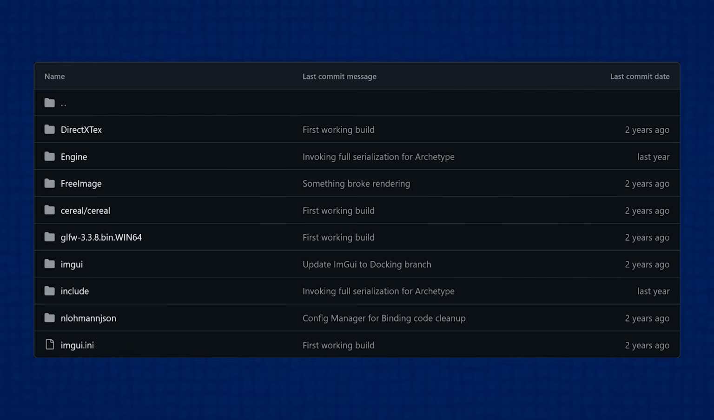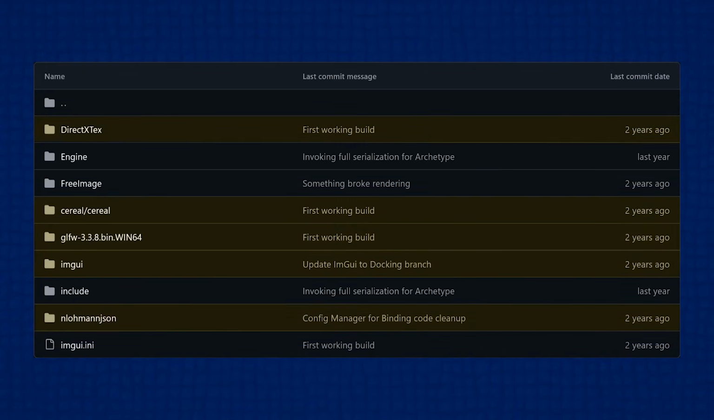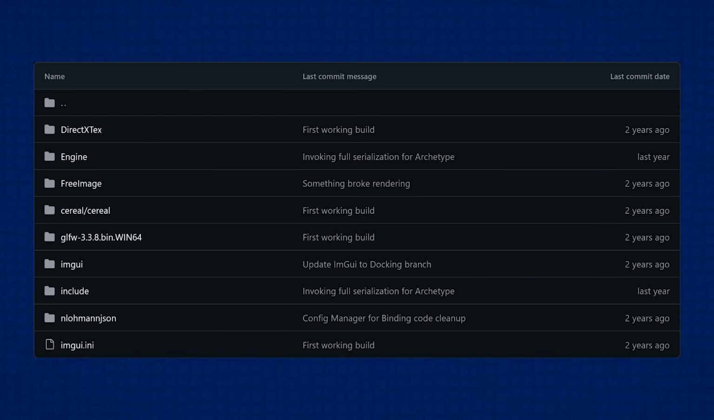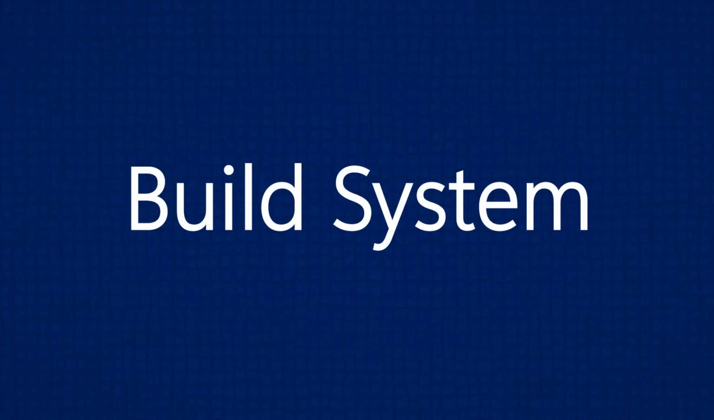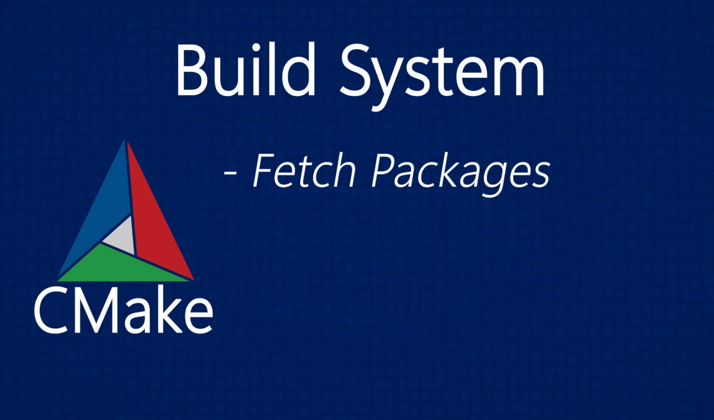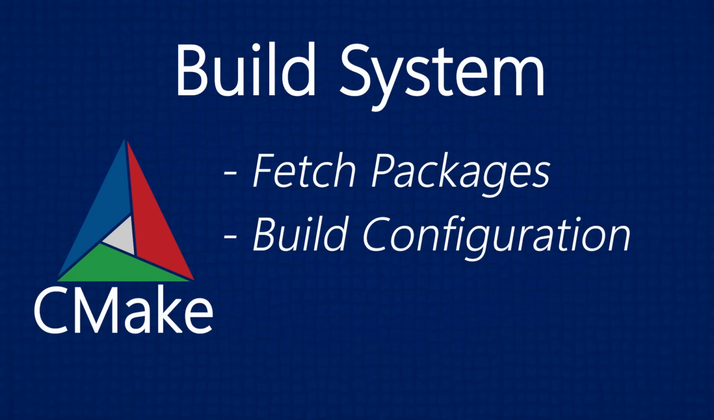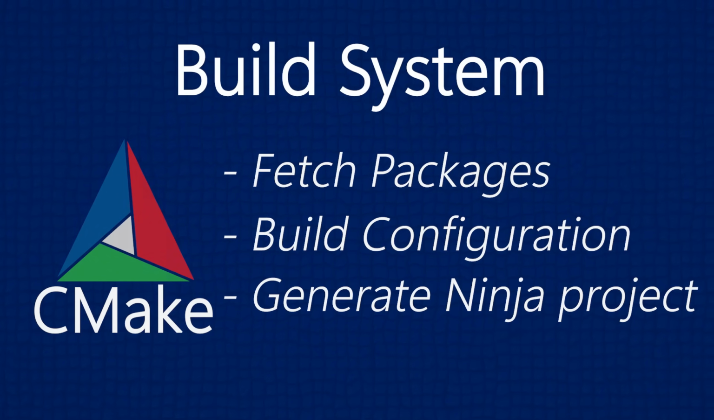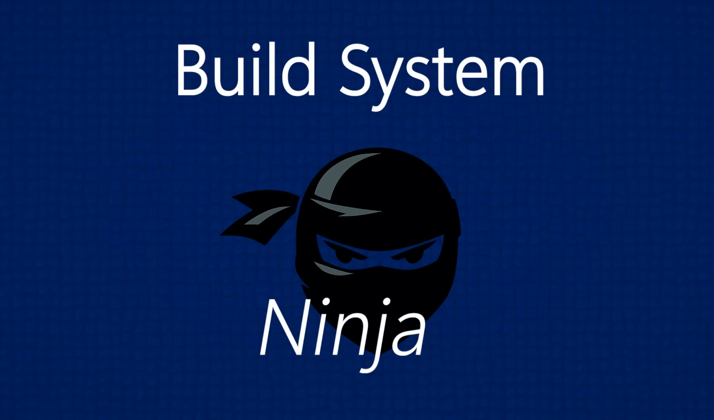The second issue we had was importing all libraries directly into my repository, which is not ideal. It would take lots of time to update package versions manually each time, so we need everything regarding packages to be automated. As our build system generator, we will use CMake. It will fetch all needed packages, configure compiler, linker, and other settings, and output Ninja project files. Ninja is the build system we will be using.